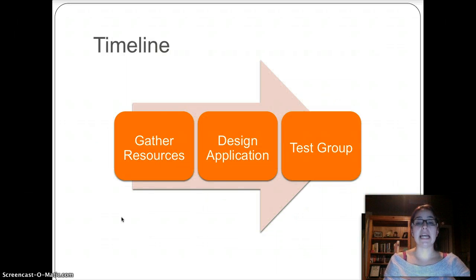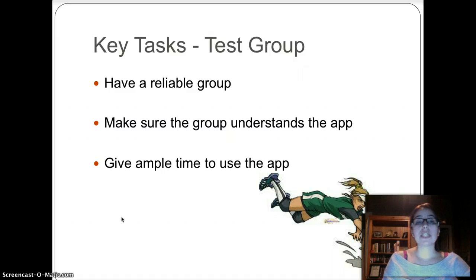The next phase is the test group phase. This will begin mid-March, right after tryouts, and will go to the end of April, beginning of May. So the key task for the test group phase is to have a reliable group. This group I had to trust that would use the application at every practice, and they would get the most out of it, so when I got my feedback, it would be accurate feedback. I also have to have a meeting beforehand just to show them all the aspects of the app. I have to make sure they have a good understanding of what they can do with this application. Finally, I have to give them ample time to use this application so I can get good feedback.